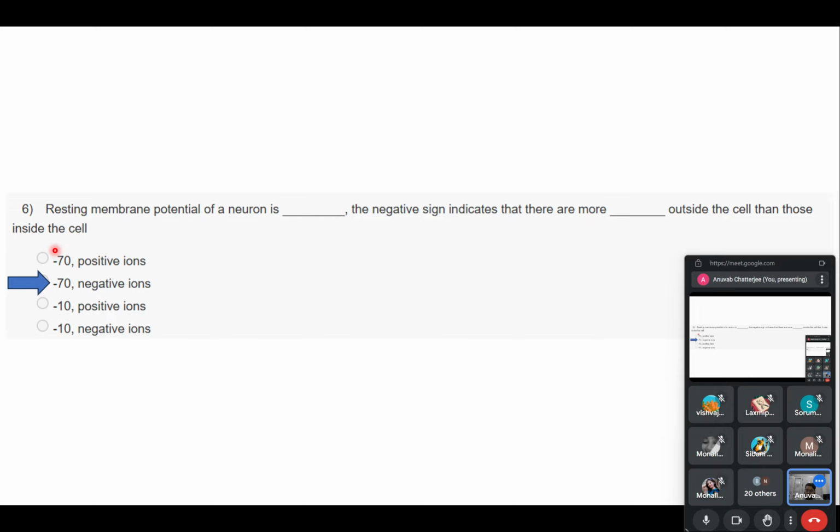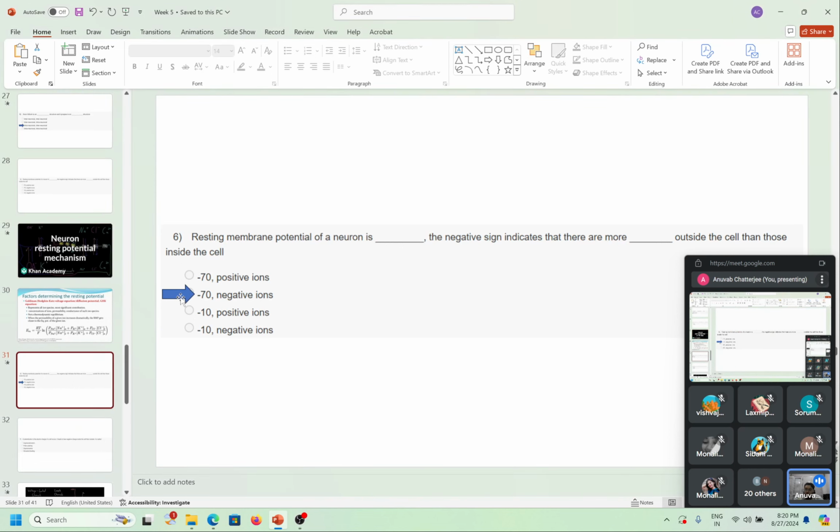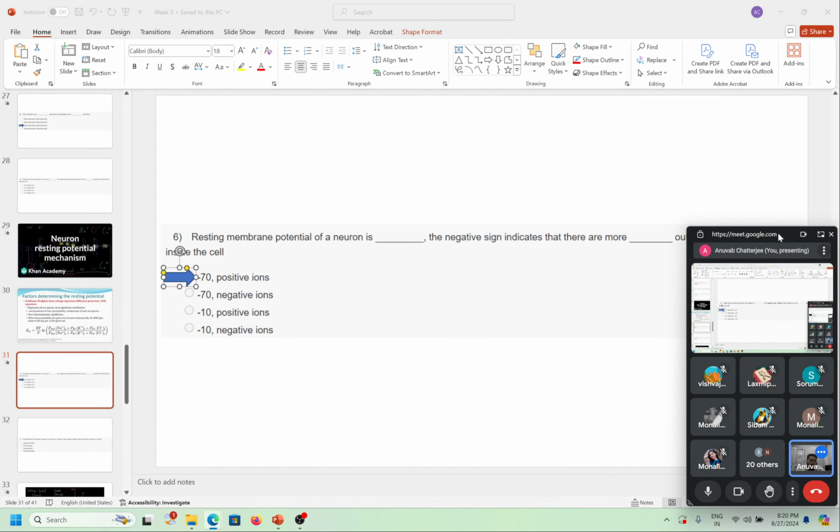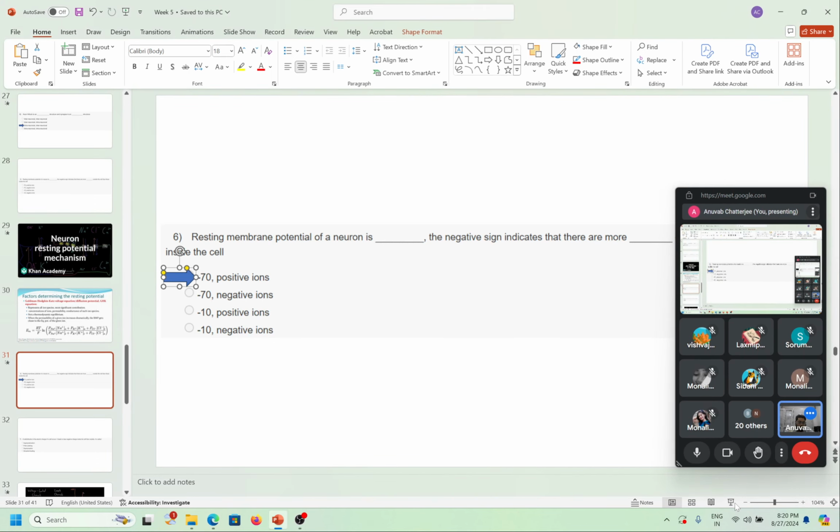The answer here is a bit wrong. It will be that there are more positive ions outside the cell than inside the cell. You all are correct. I have marked this mistakenly wrong.